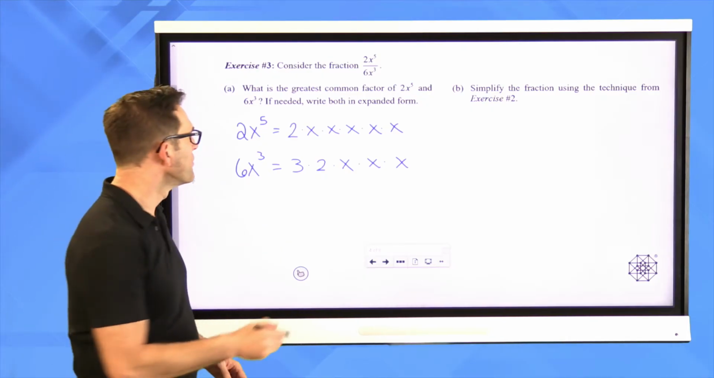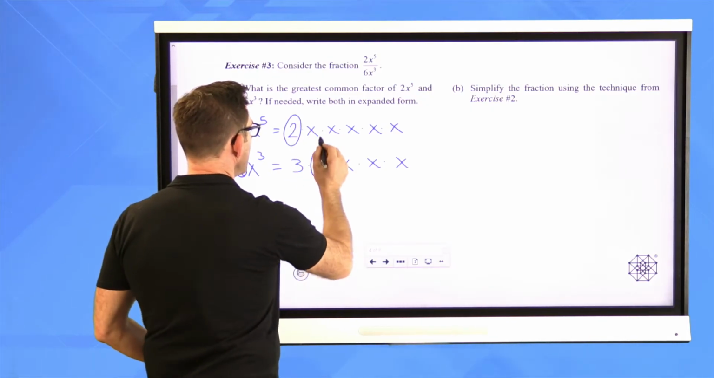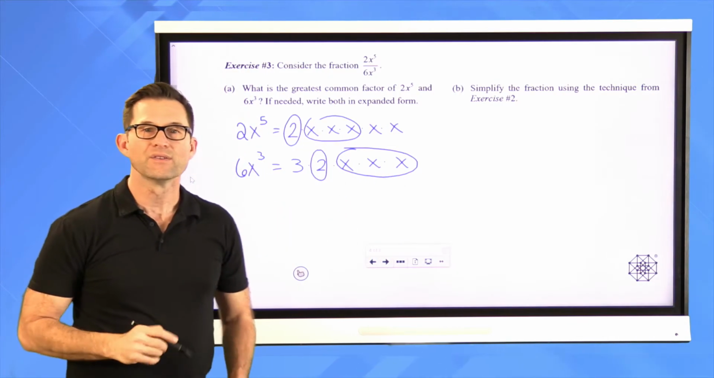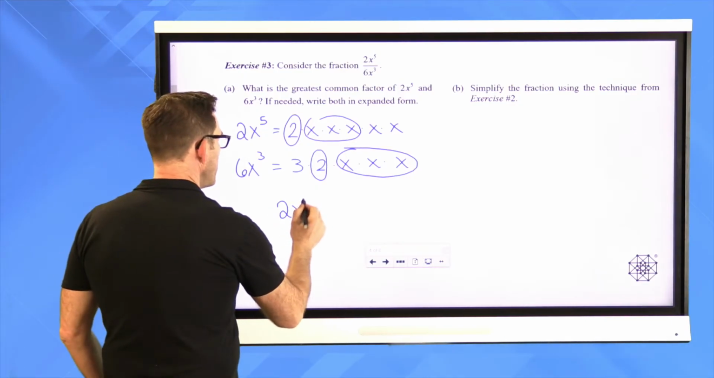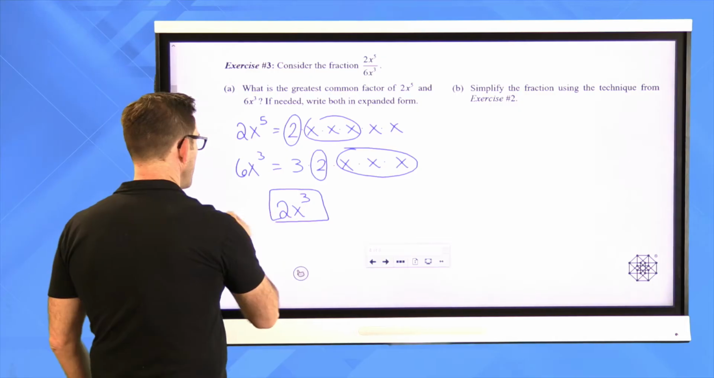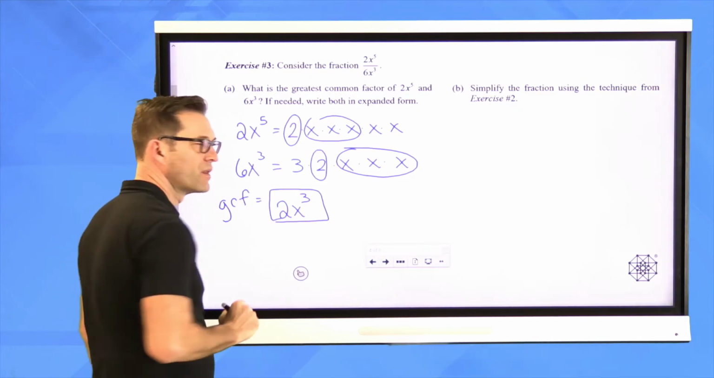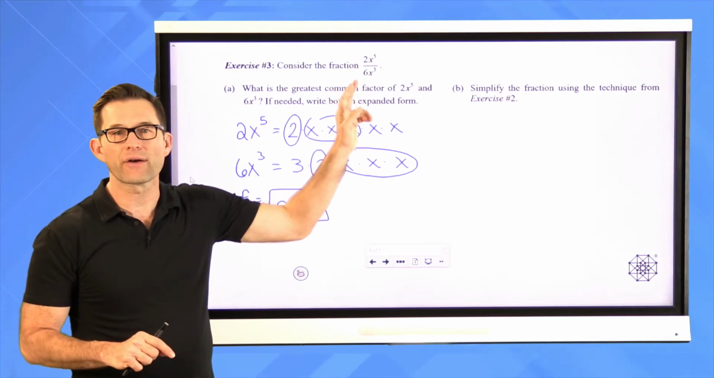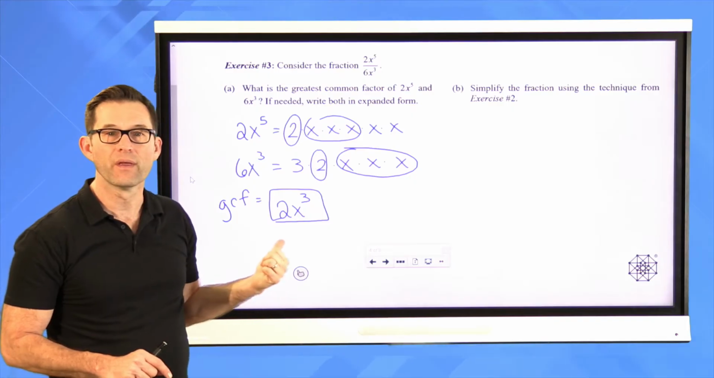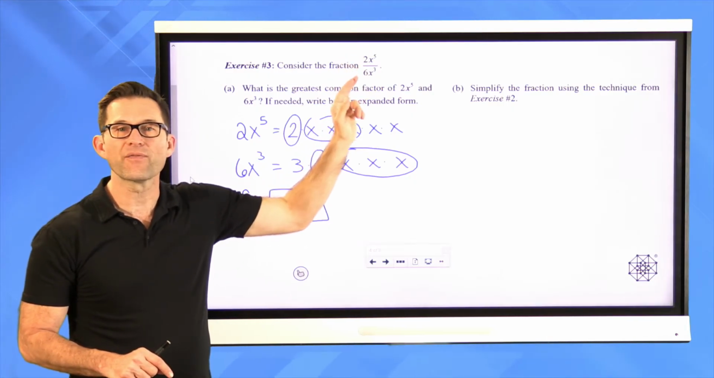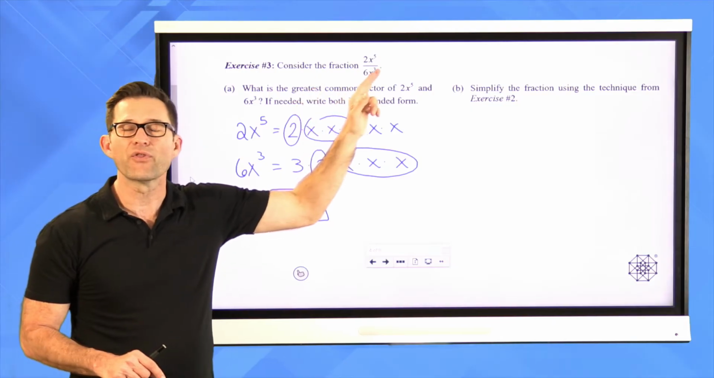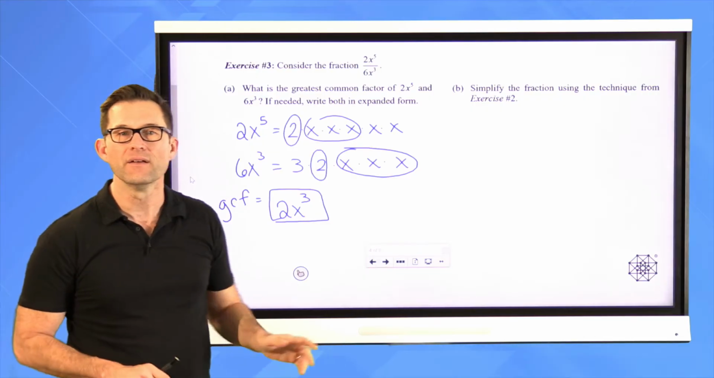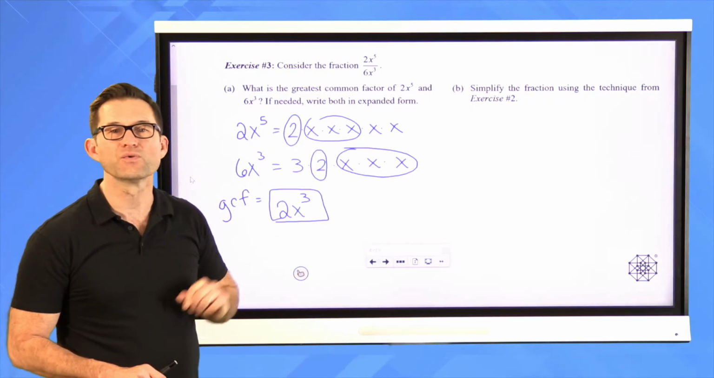So what is common between these two? Well, the 2 is common. These x's are all common, right? So the greatest common factor is 2x to the 3rd. That's my GCF. Now, one way I can think about my GCF is to ask what is the greatest common factor of 2 and 6, and that's 2. And then I can say, well, I've got an x to the 5th and an x to the 3rd. There is an x to the 3rd that sits inside of an x to the 5th. It's x to the 3rd times x to the 2nd. So my x to the 3rd is what's common.